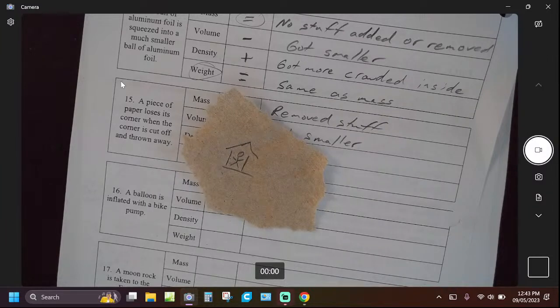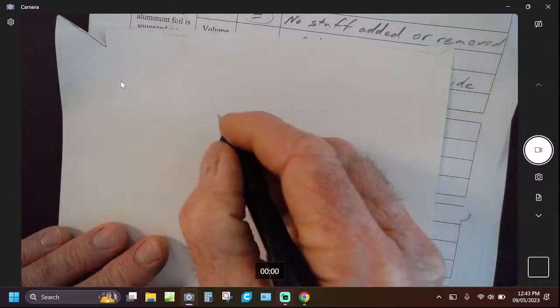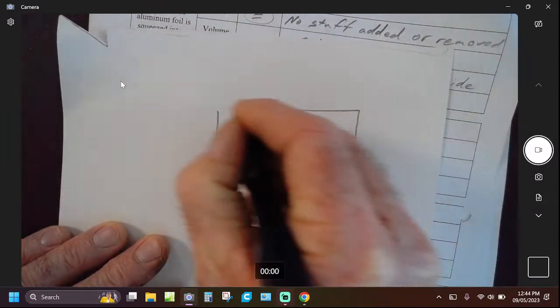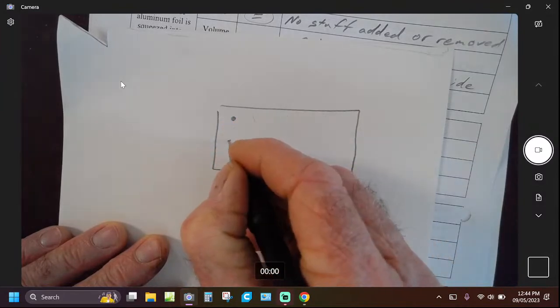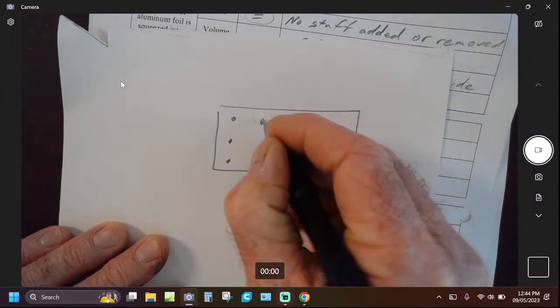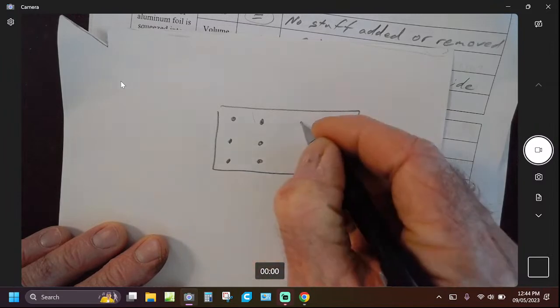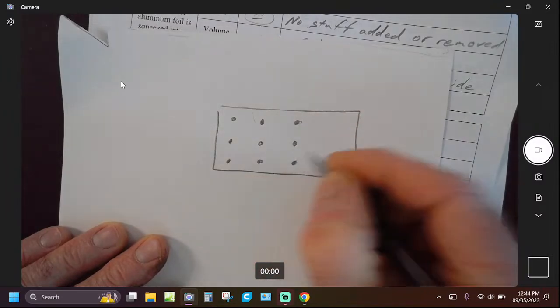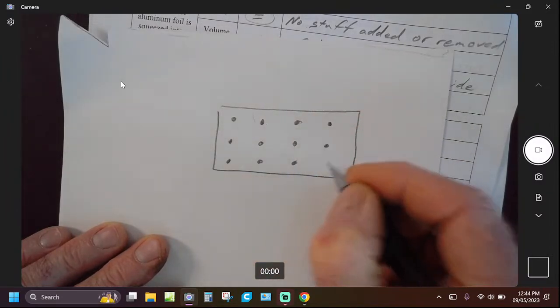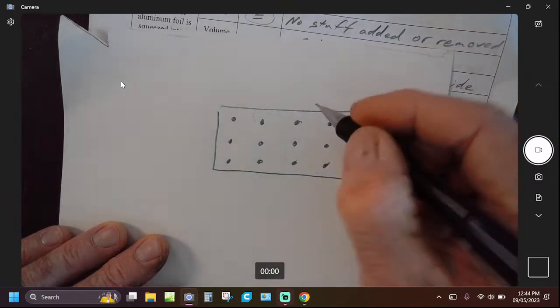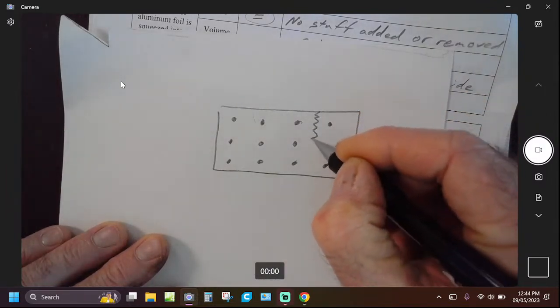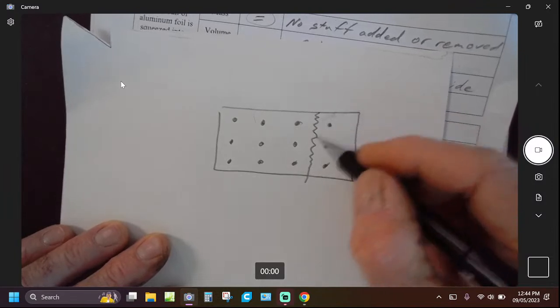This isn't the kind of paper I was hoping for. So how about this? Let's see if I can organize this. I'm going to try to evenly space some dots out like this. I didn't do a good job of evenly spacing them. Okay, so I rip this right here, and I get rid of this part.